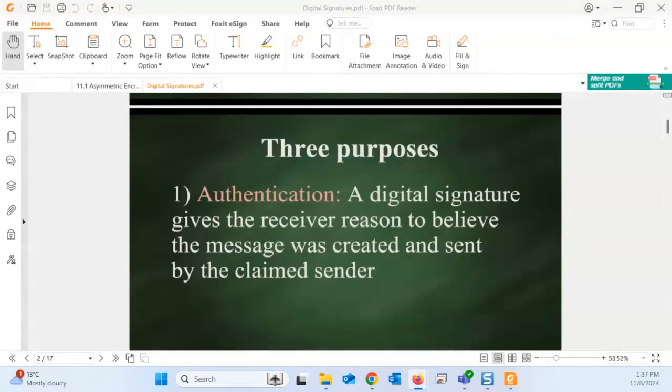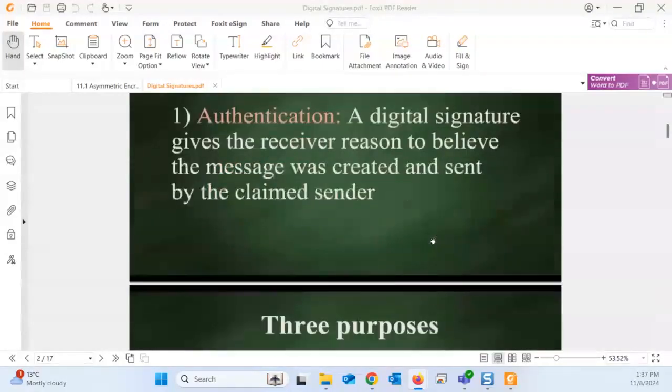First thing is the three purposes for the digital signature. A digital signature gives the receiver reason to believe the message was created and sent by the claimed sender. So you don't want, again, the cybersecurity topic, we don't want to be trusting something that is not sent by the actual sender.